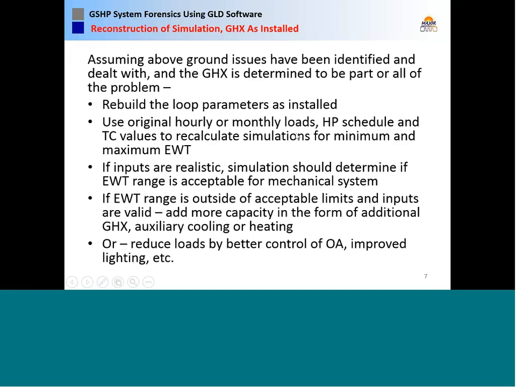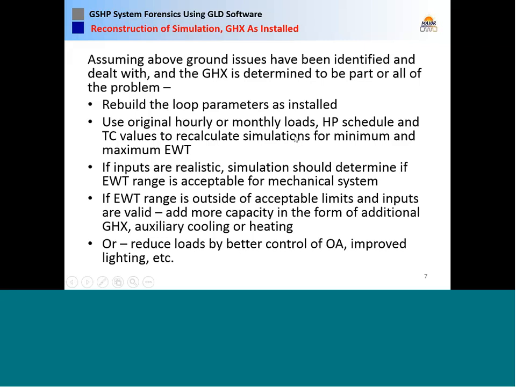Let's see, so what we're doing is we're trying to simulate, assuming we have a problem with the ground loop. We're going to rebuild the loop parameters as they were installed with GLD. We're going to use the original hourly load simulation if it exists and the heat pump schedule for inputs into GLD. And if the inputs are realistic, that simulation using GLD, and if we've got the thermal conductivity test parameters as well, we should know if that loop design is acceptable or not.